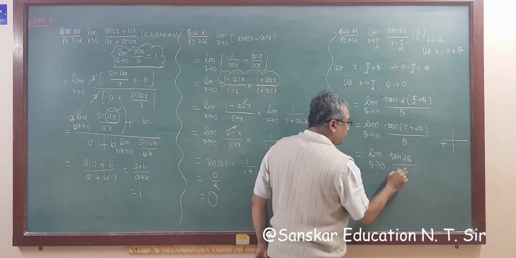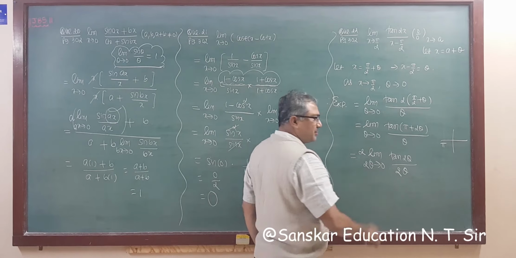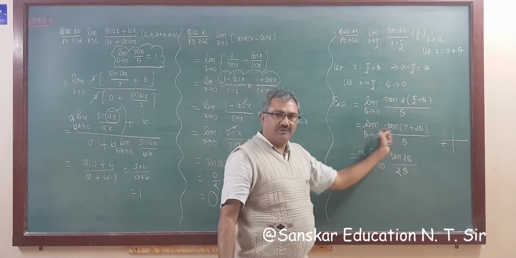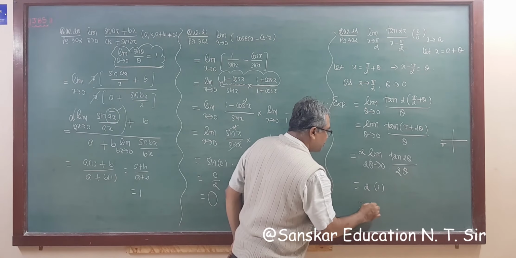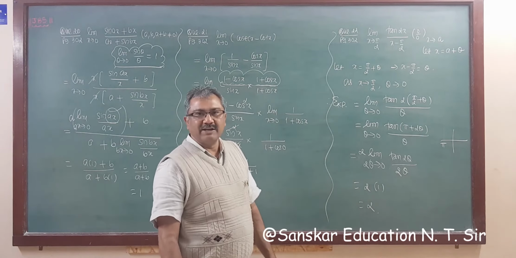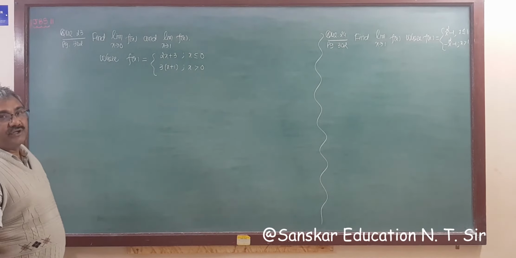So divide by 2, multiply by 2, and right here 2 theta tends to 0. So the answer of this is 1. So the answer is 2 into 1, that is 2. Got it? Any problem?